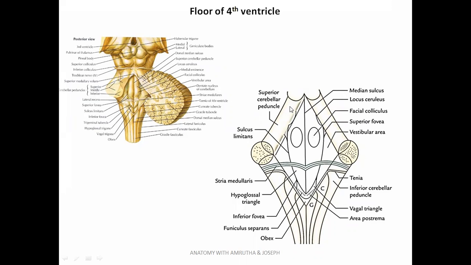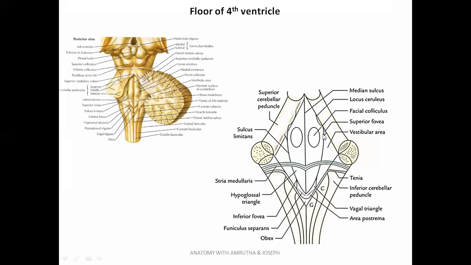Anyway, this structure here is called the superior cerebellar peduncle. The superior cerebellar peduncle connects the midbrain to the cerebellum. So you can see this is the superior cerebellar peduncle, represented here in this way. If you look carefully, you can see there is a line connecting from the sulcus limitans to the superior cerebellar peduncle. The sulcus limitans starts from the superior cerebellar peduncle, isn't it? It goes down.